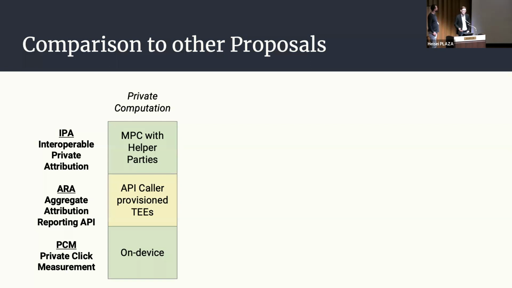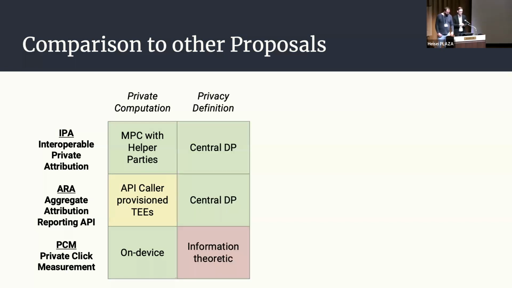The first design dimension is the use of some kind of server component that performs a private computation. Whereas IPA and ARA both rely on some kind of server-based private computation, PCM does not. As we'll see, that has a lot of implications. IPA proposes the use of an MPC, which we just described, whereas ARA proposes the use of a TEE, hosted by some cloud TEE provider. But in principle, either proposal could theoretically be implemented in either of these setups.